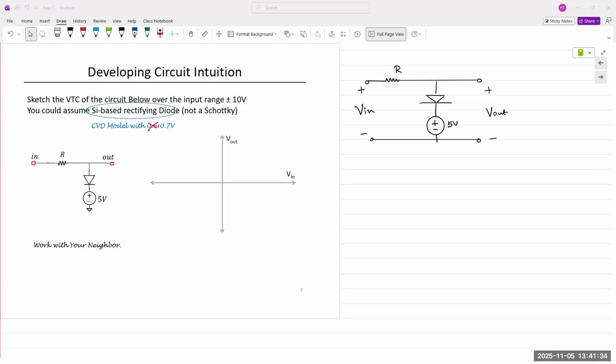So it's essentially no different than the other circuit. The only difference is that the cathode is held at plus 5 volts. If it's an ideal diode, V in needs to just be at 5 volts for the diode to turn on. If it's the CVD model, it needs 5 plus 0.7, meaning V in must be 5.7 volts or greater in order for the diode to turn on. Below 5.7 volts, the diode is off. If the diode is off, then V out is equal to V in.